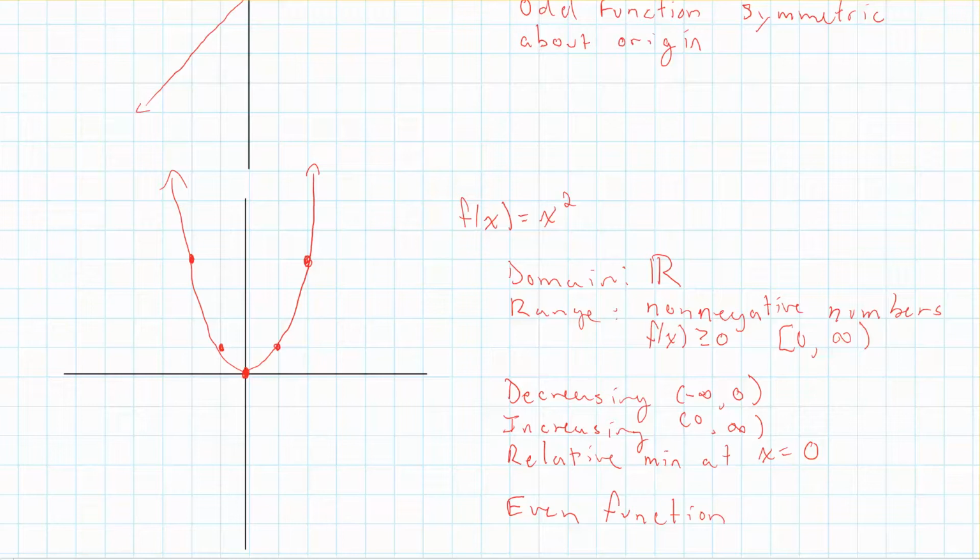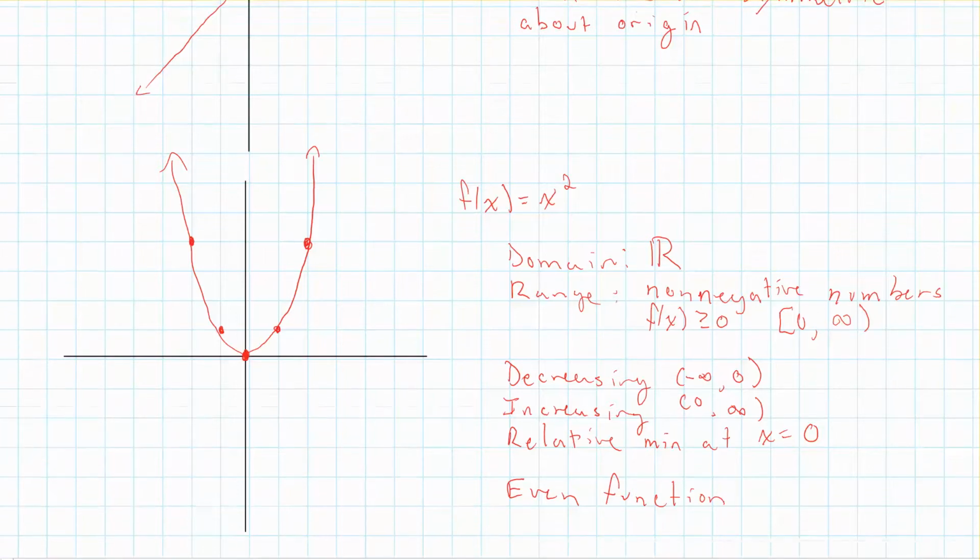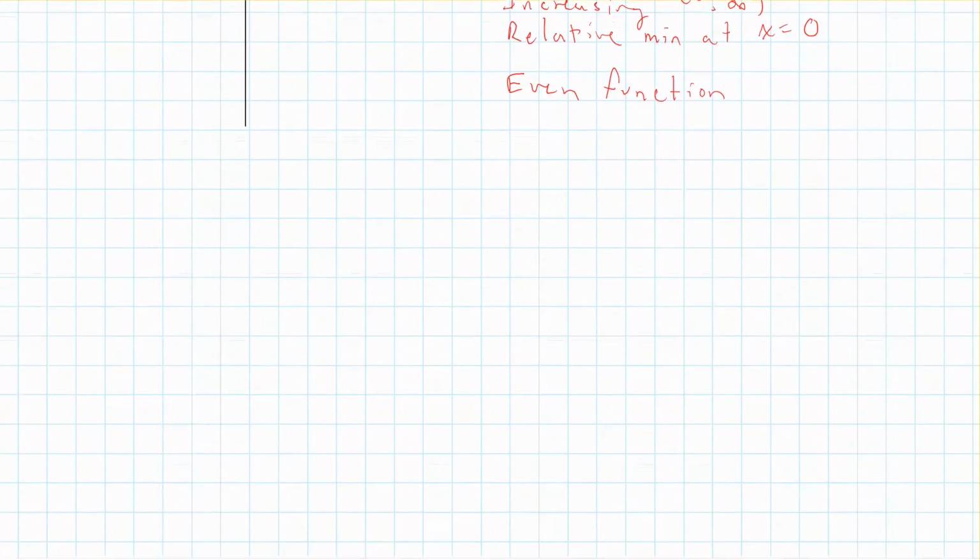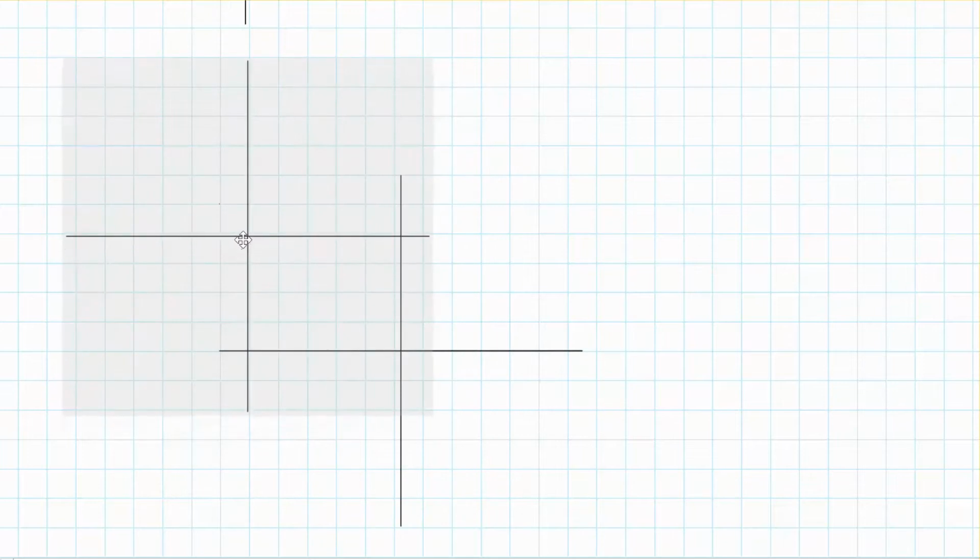Alright, so let's look at our next one. You might guess which the next one would be. The next function we're going to look at, of course, is f of x equals x cubed. And again, if we want to plot some points here, we'd have 0, 0, 1, 1, negative 1, negative 1, and then 2.